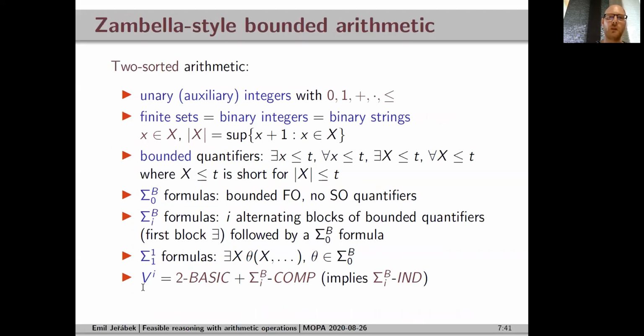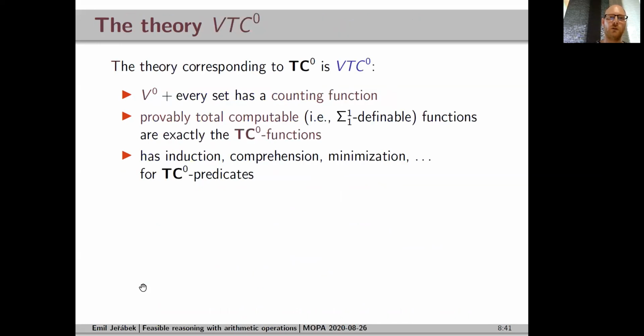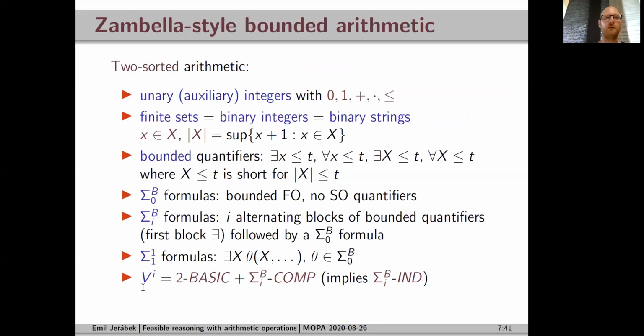The usual theory corresponding to TC0 is this theory VTC0. And this theory is defined in this Zambella-style way of doing bounded arithmetic, which is using a two-sorted theory. So we have one sort for integers, but these should be thought of as corresponding not to the real integers that we think of as being given in binary, but to unary integers. So these are kind of auxiliary indices.